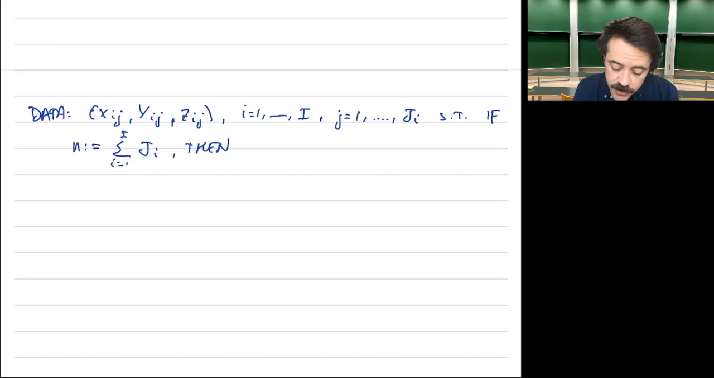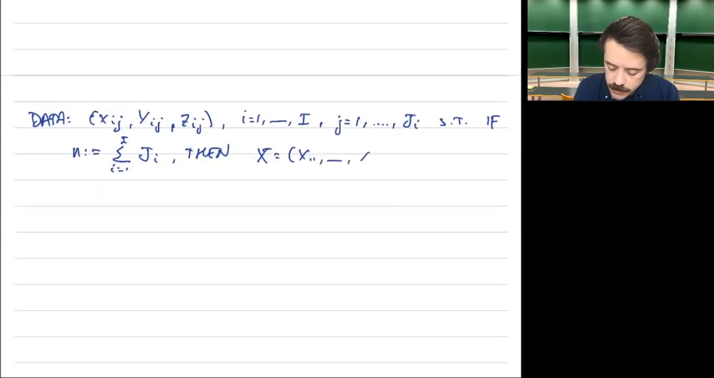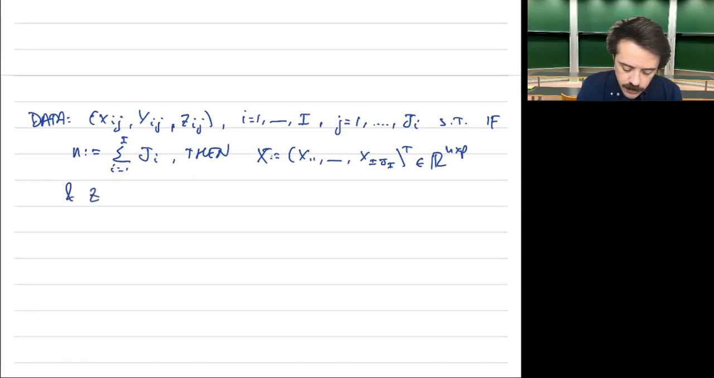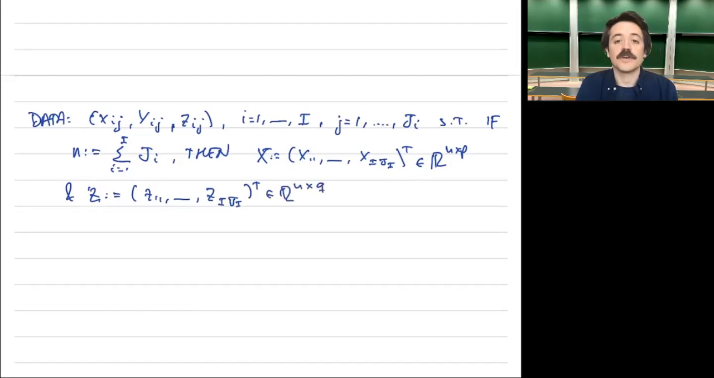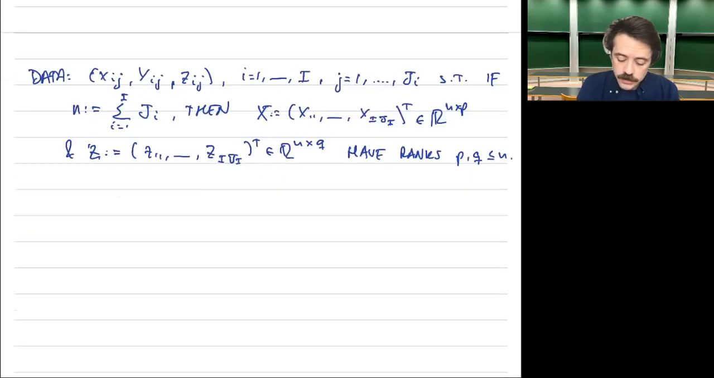We assume that this matrix, comprising all of these x_ij transposed, belongs, of course, to R^(n times p). And also, let's define the capital Z again, the same story, and this belongs now, rather than to n times p, to n times q. The assumption essentially is that these two matrices have ranks p and q respectively, and both of them have to be less than or equal to n. So this is the usual assumption.